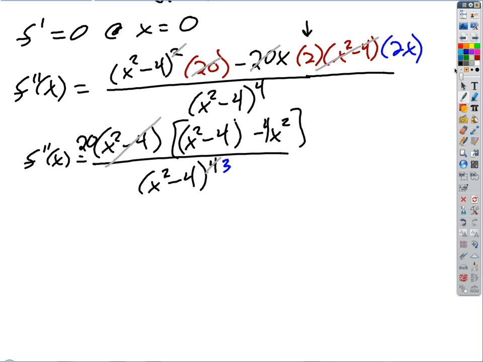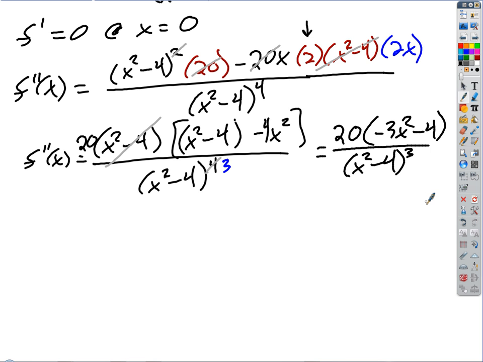And so what do we end up with then? On the top, we get our 20, and then all this stuff condenses to 4 minus 3x squared. Wait, is that right? So I've got x squared minus 4x squared, and then I've got negative 4, sorry. Something like that. Is that right? Hope I got that right. It just took me a minute to process it. Then on the bottom, okay, everybody agree with that?